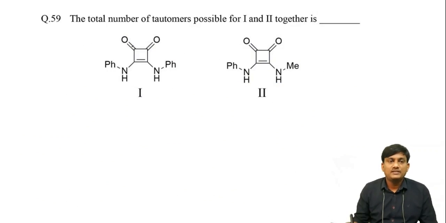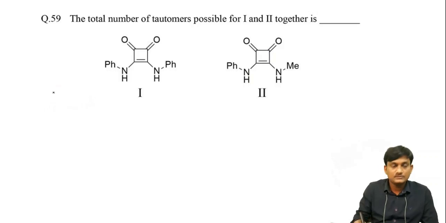Question number 59. The total number of tautomers possible for 1 and 2 together is. Okay, let us take the first structure.